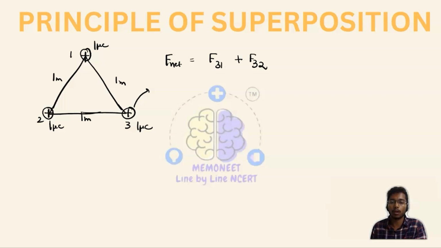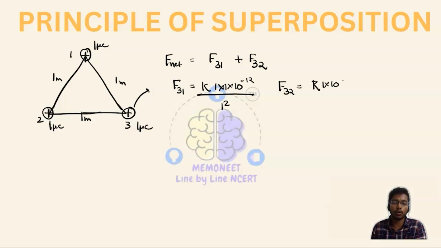Okay, so force on 3 due to 1 is equal to K Q1 Q2 upon R squared. So that is K into 1 into 10 to the power minus 6 into 1 into 10 to the power minus 6, that is 10 to the power minus 12 upon 1 squared. Okay, this is force on 3 due to 1. Then force on 3 due to 2 is equal to K into 1 into 10 to the power minus 6 into 1 into 10 to the power minus 6 upon 1 squared.